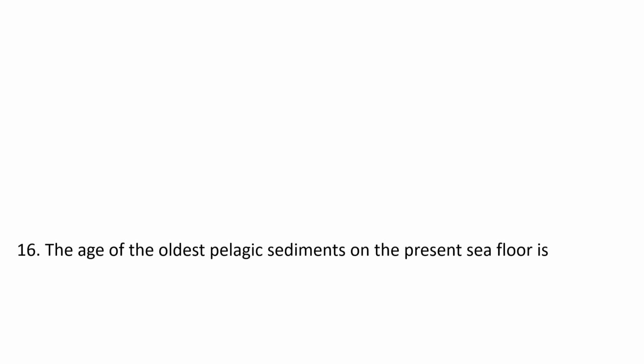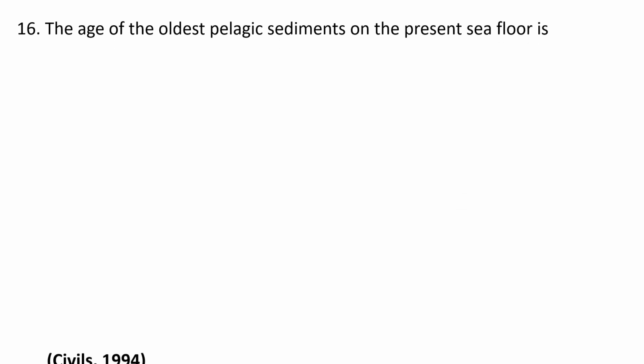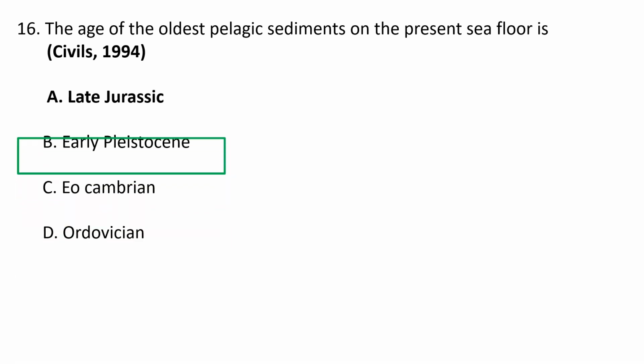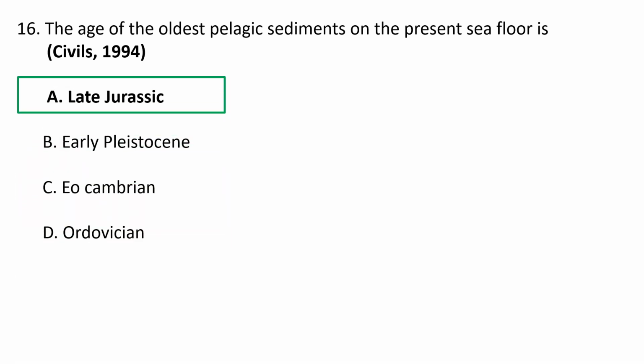Next question. The age of the oldest pelagic sediments on the present seafloor is, these are questions asked in Civil Services Prelims 1994. The choices are A. Late Jurassic, B. Early Pleistocene, C. Eocambrian, D. Ordovician. The age of the oldest pelagic sediments on the present seafloor is about late Jurassic.